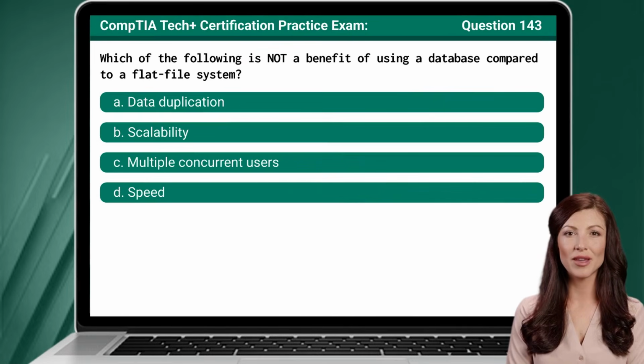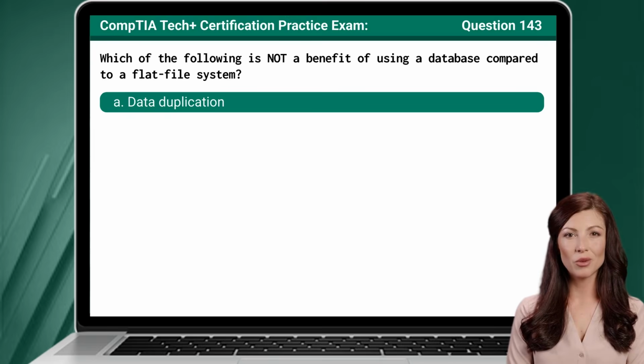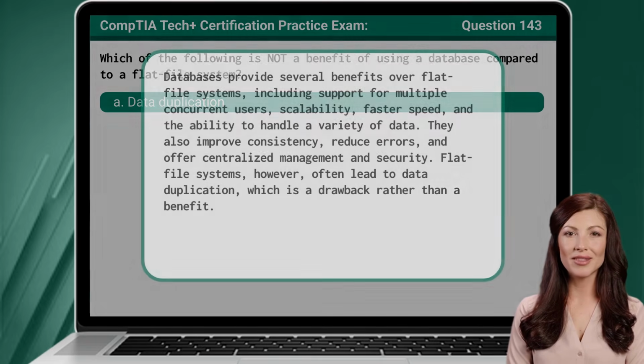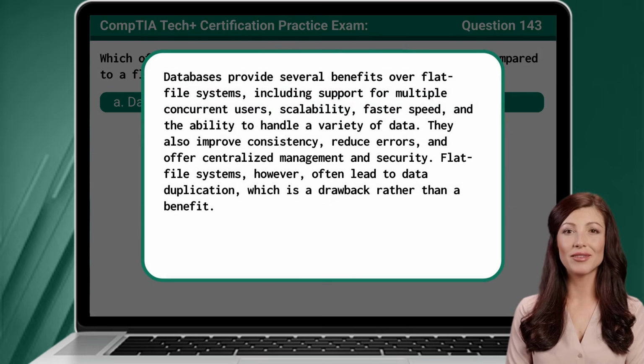Question 143. Which of the following is not a benefit of using a database compared to a flat file system? The answer is A. Data duplication. Databases provide several benefits over flat file systems, including support for multiple concurrent users, scalability, faster speed, and the ability to handle a variety of data. They also improve consistency, reduce errors, and offer centralized management and security. Flat file systems, however, often lead to data duplication, which is a drawback rather than a benefit.